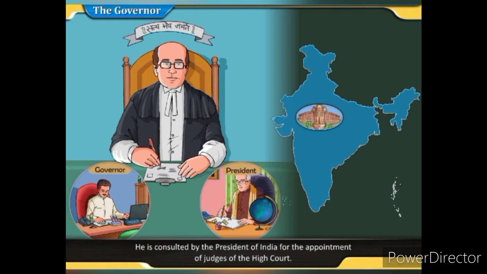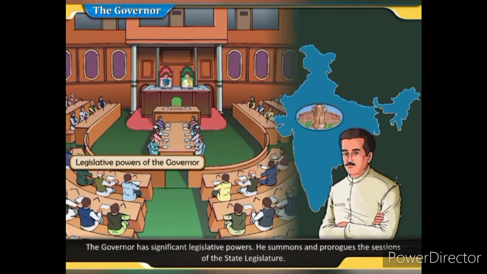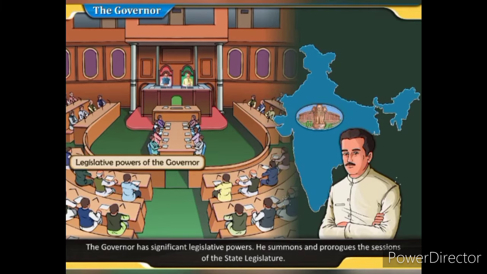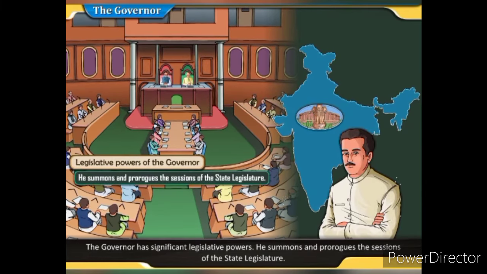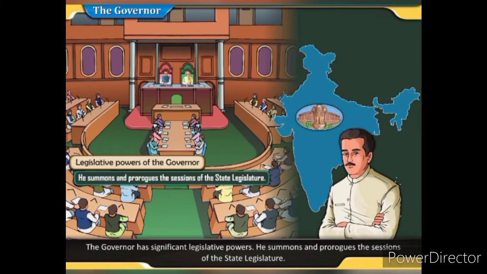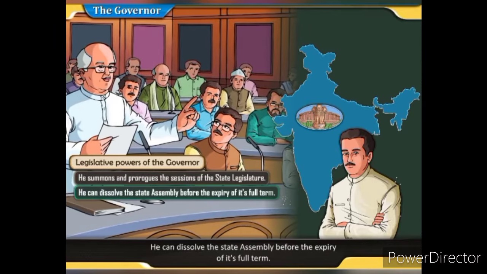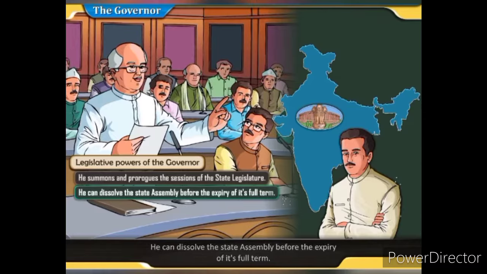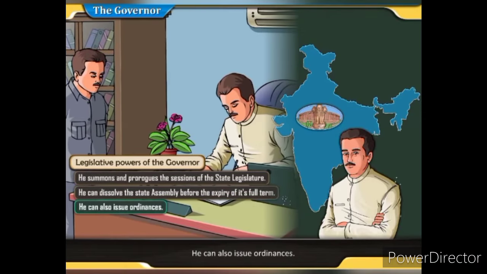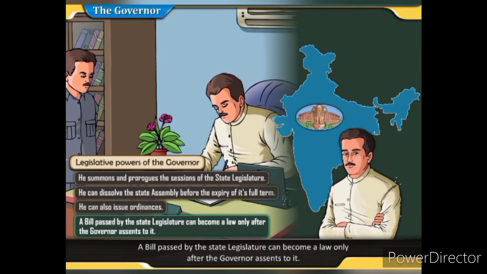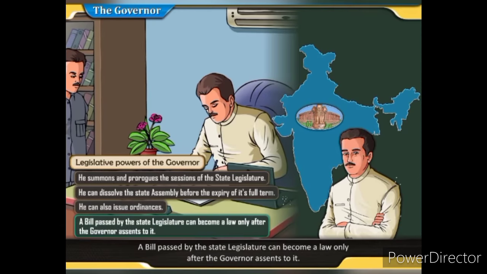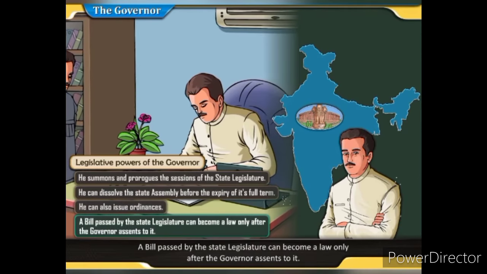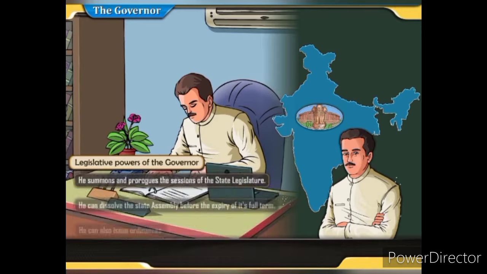He is consulted by the President of India for the appointment of judges of the High Court. The Governor has significant legislative powers. He summons and prorogues the sessions of the state legislature. He can dissolve the state assembly before the expiry of its full term. He can also issue ordinances. A bill passed by the state legislature can become a law only after the Governor assents to it.